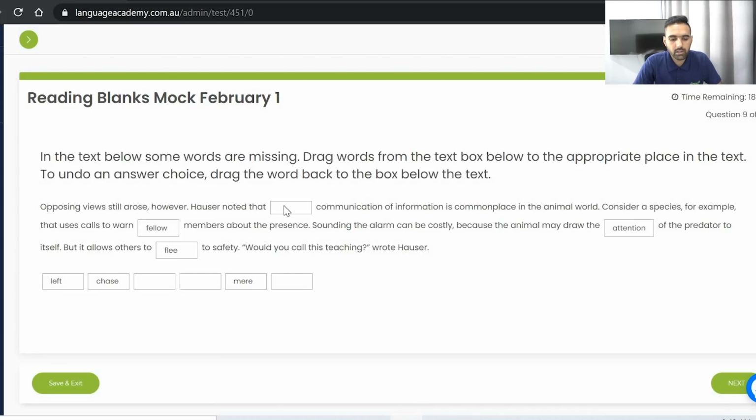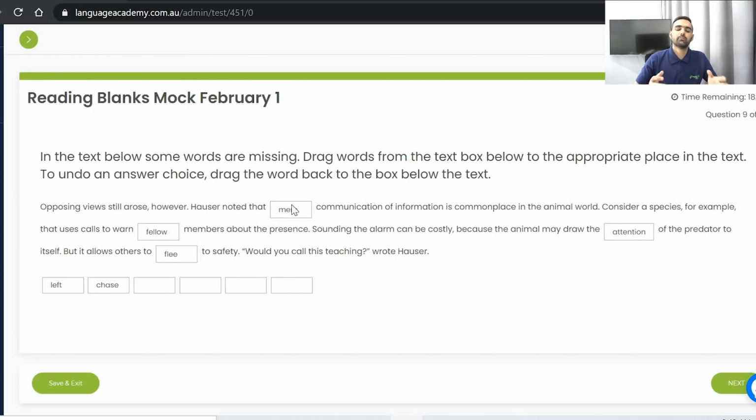Now we are only left with the first passage over here. Opposing views still arose, however, Hauser noted that dash communication. Not left communication, not chase communication, by default we are left with mere. Mere means kind of minor over here. So he is saying that yes, there is some form of communication in the animal world as well. For example, whenever there is threat around, one member alerts the other that yes, there is threat, but this can be dangerous as the animal which is hunting them may turn its attention to the one who is alerting everyone. However, alerting fellow animals can help them to run away to safety.